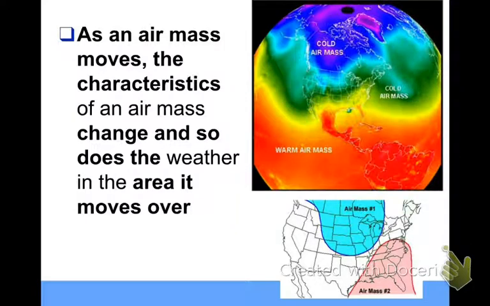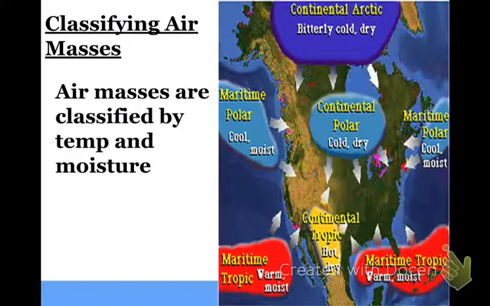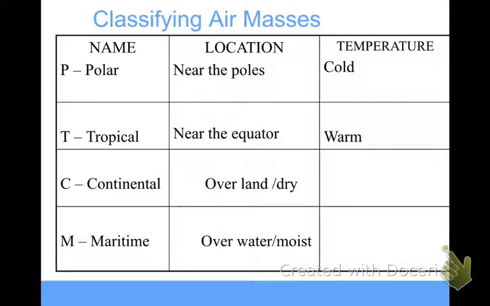Okay, so next slide. You already wrote this down, but they're classified by their temperature and the moisture. Another way to say that is we name air masses based on their temperature and moisture. So here's the little chart, and if you want to write down the whole chart, you are welcome to do that. But there's probably some information you can omit.